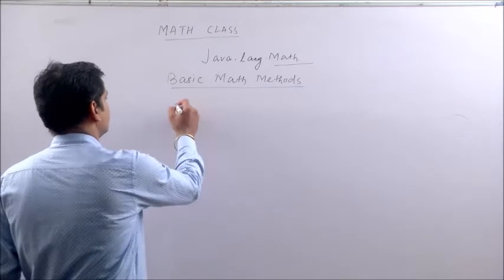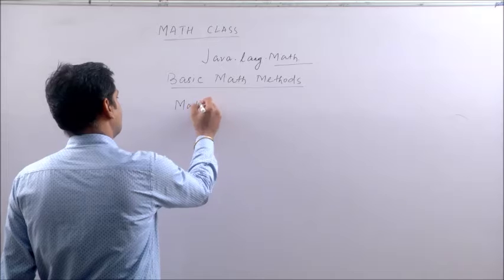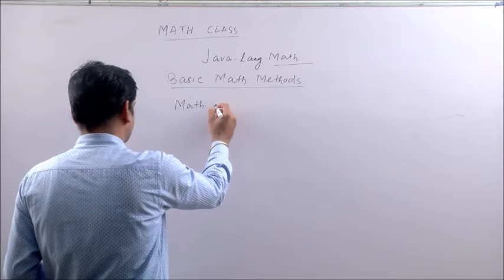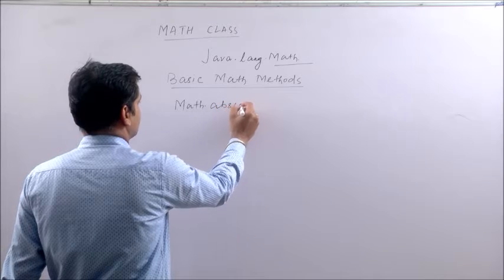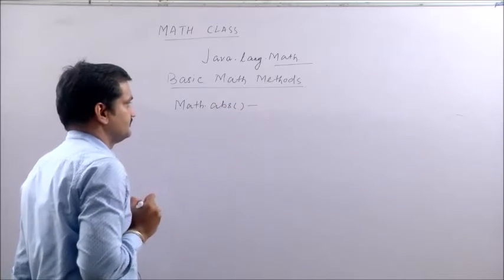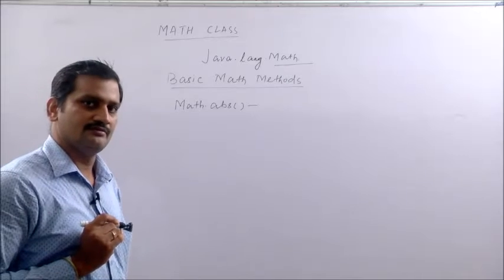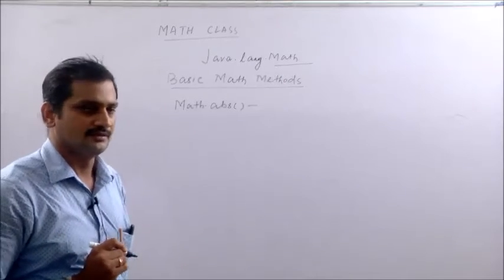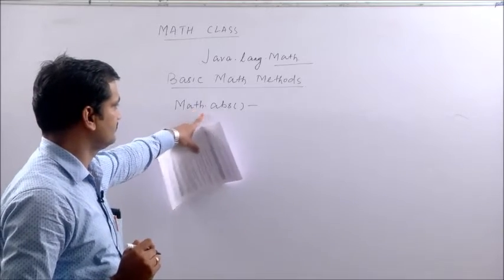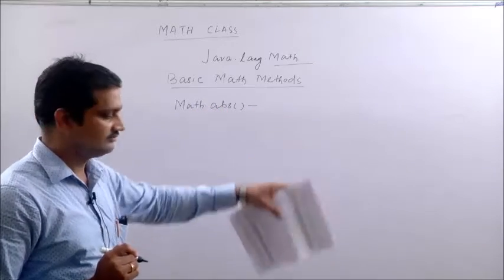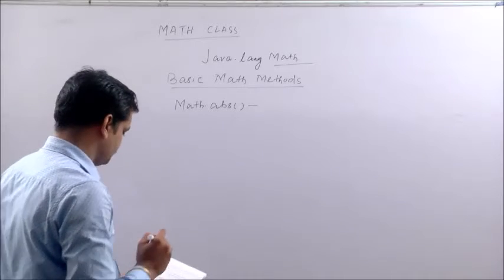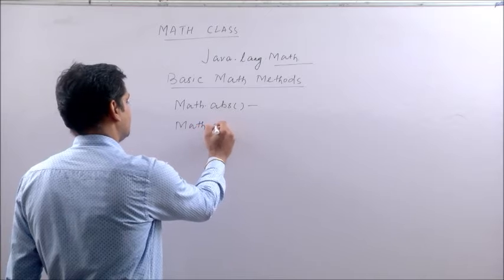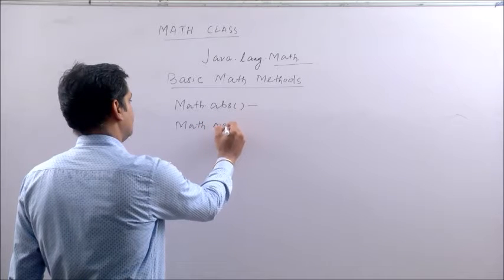The first one is, as the class name is Math, I use the class name Math, and the first method is abs. This method gives the absolute value of the given number. Whatever number is provided to this method, it gives the absolute value of that. Another method is Math.max. Math is the class name and the method name is max.